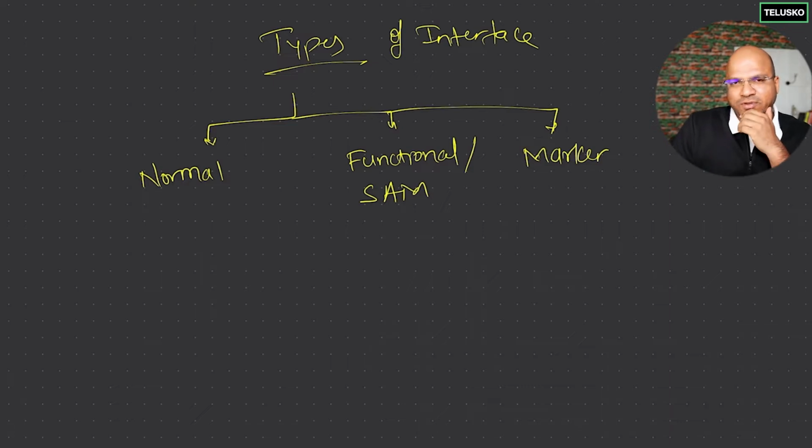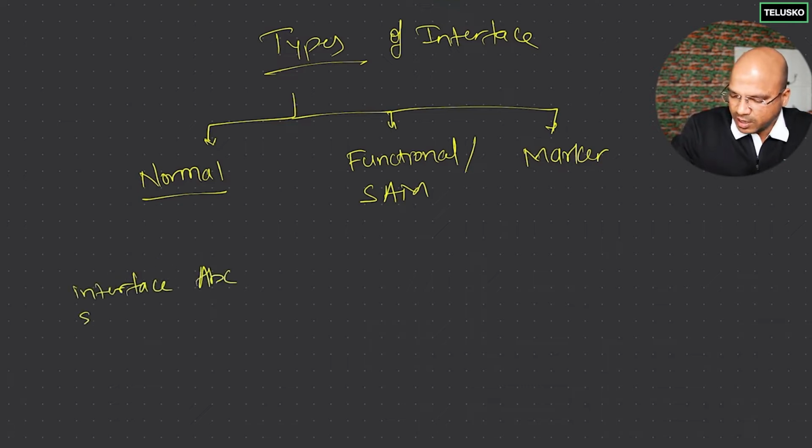Now whenever you create an interface where you have multiple methods, it is called a normal interface. For example, if you create an interface, and let's say the interface name is ABC, and in this interface you have two methods or more, that is a normal interface. So whenever you have an interface with two or more methods, that's a normal interface. And by doing this, you might have guessed it, right? What could be the functional interface?